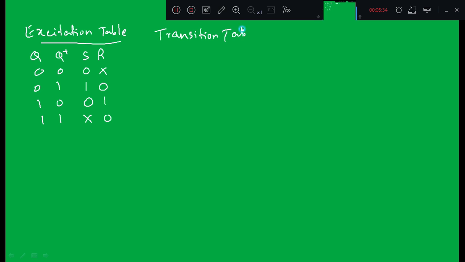For the transition table, there are two sets of inputs. One is the previous values Q2 and Q1, because for a mod 4 counter we require a total of 2 flip-flops, so we need to consider two outputs, Q2 and Q1, and the next state outputs Q2 plus and Q1 plus. For Q2 the inputs are S2 and R2, and for Q1 the inputs are S1 and R1.